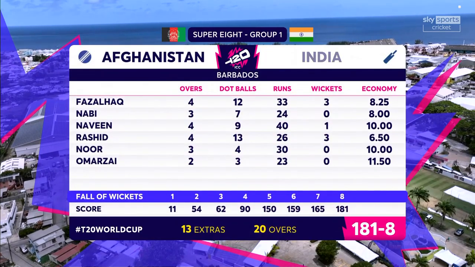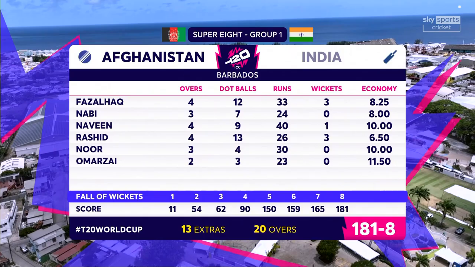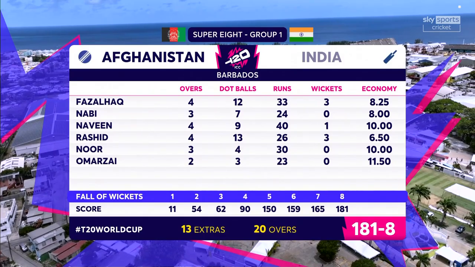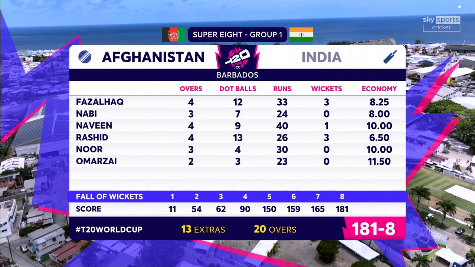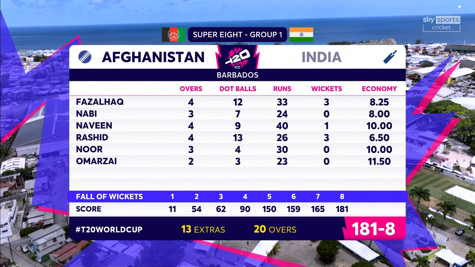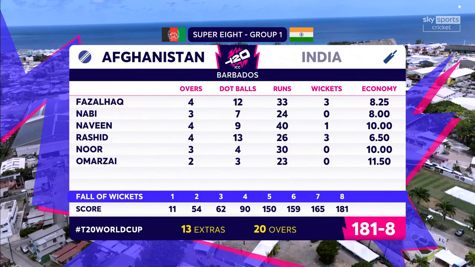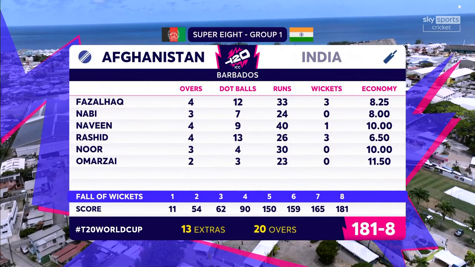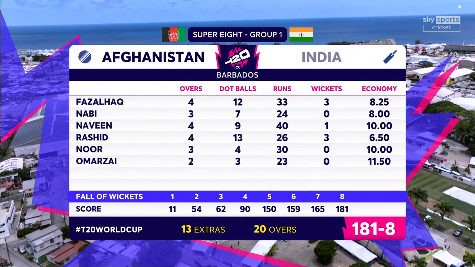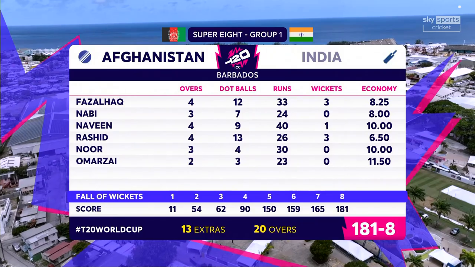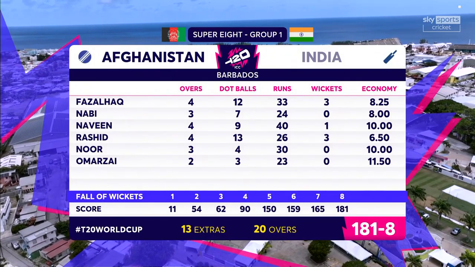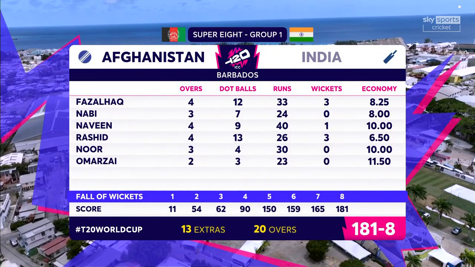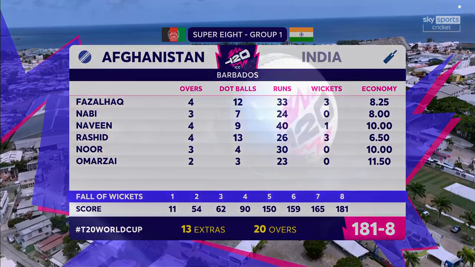3 wickets again for Fazalhaq Farooqi, who's minting wickets in this tournament. 3 for Rashid. He bowled beautifully. 4 overs, 3 for 26. But Naveen was expensive. So was Noor Ahmad. And Azmatullah Omarzai's 2 overs cost 23. Last 10 overs produced 102 for India. And they've got into a position that I think will meet with unanimous approval when you say they're the happier of the two sides.